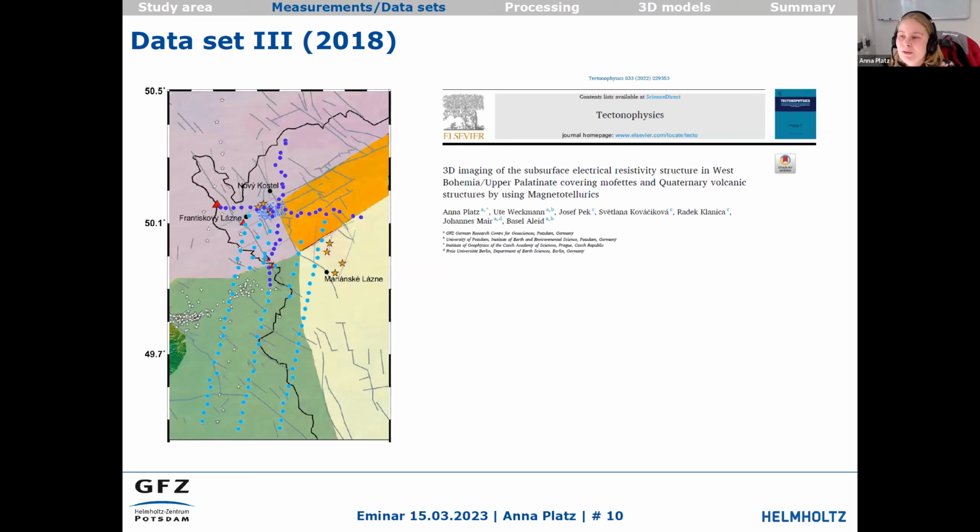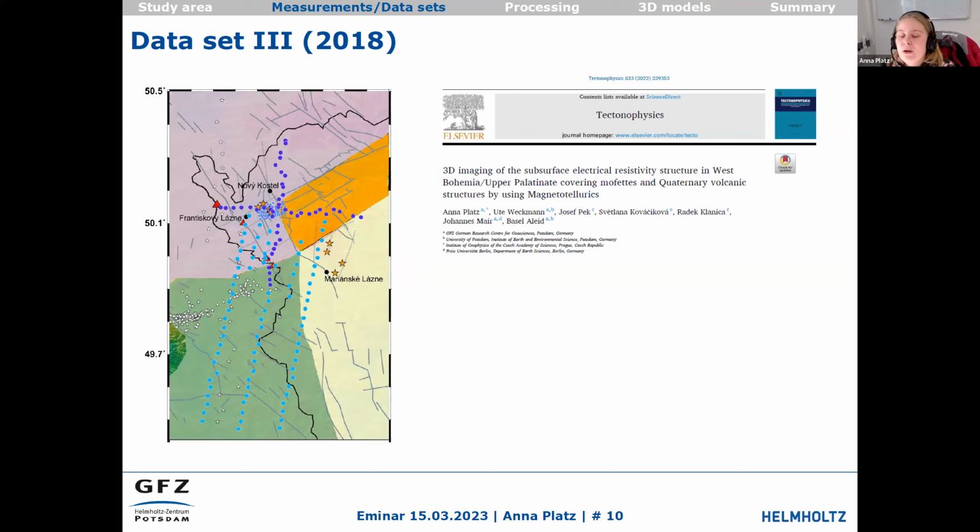And the latest measurements which we did in this area were made in 2018 along these blue or light blue dots shown here in the southern part. So the aim was to extend the study area more to the south. And we also had some stations between the profiles along Quaternary structures, in this case volcanic structures, but also about some faults which are interesting for us.